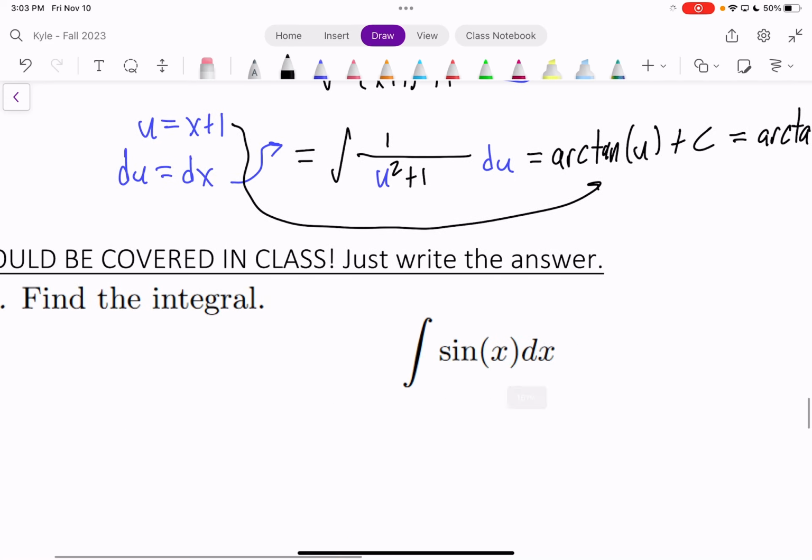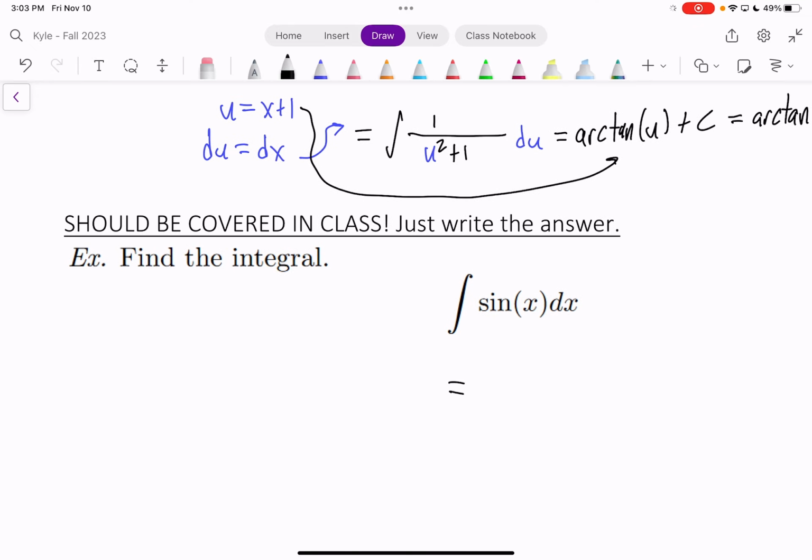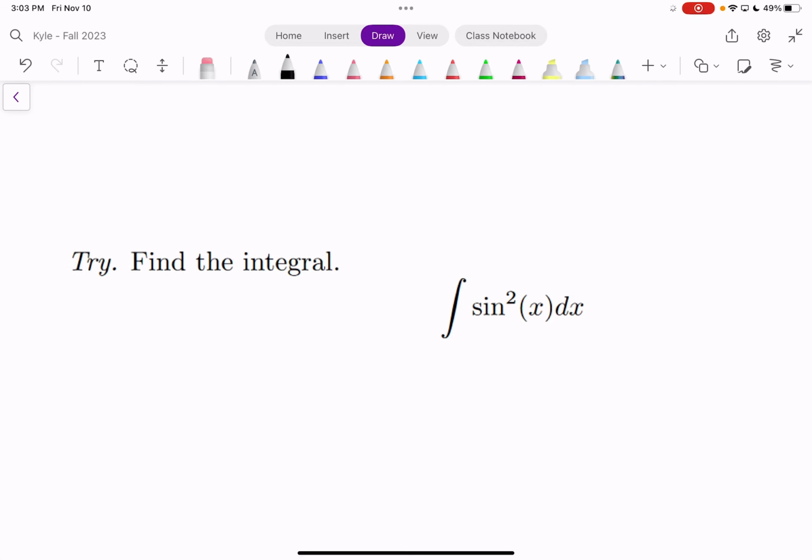All right, so let's try this one. We know this from our table of integrals as well, but let's remind ourselves that the integral of sine x is equal to negative cosine of x plus c. So let's see if we can use that. We've got the integral of sine x dx. Do we have the integral of sine squared x dx? Take another 45 seconds and we'll read the action.